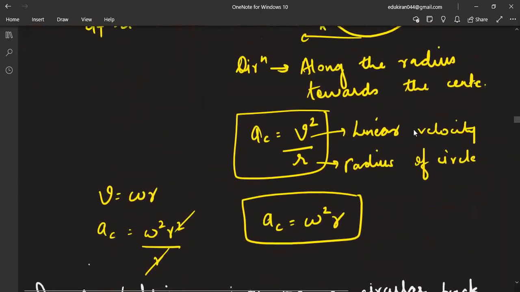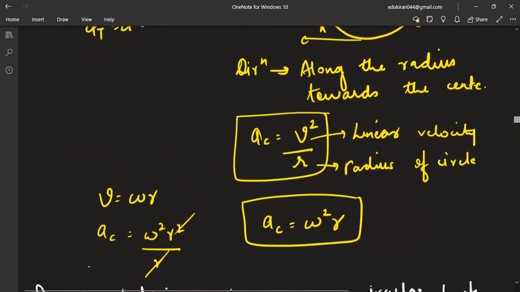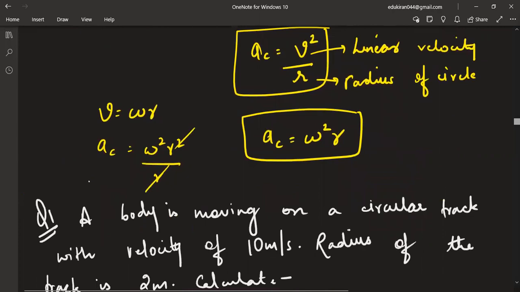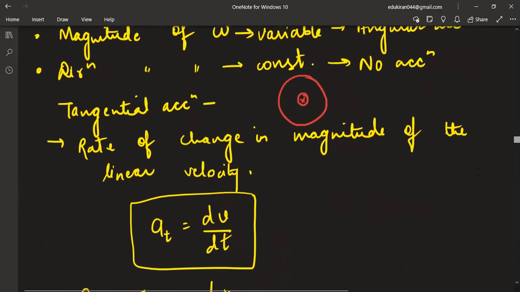So we have these formulas also. Acceleration is written as v square by r. And if you put v as omega r, that becomes a_c is equal to omega square r. That's what you have to remember.